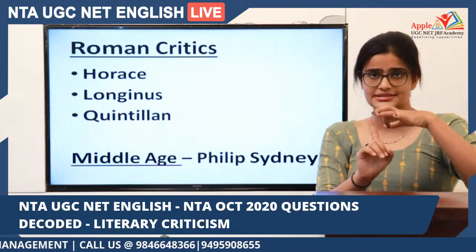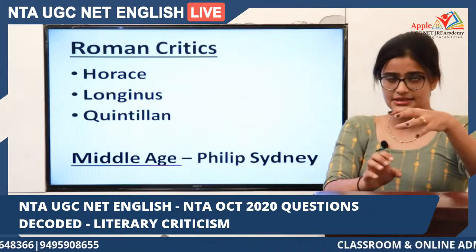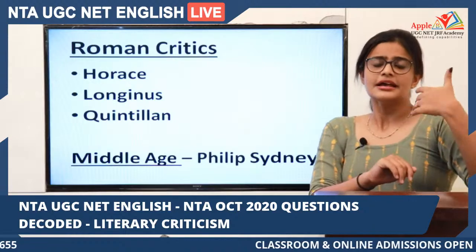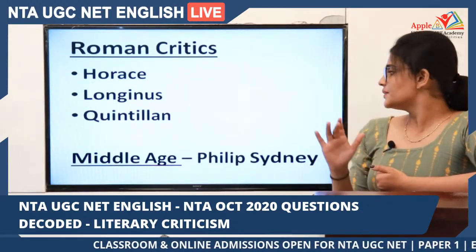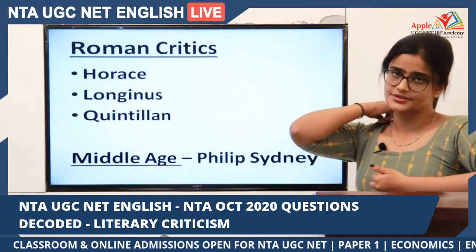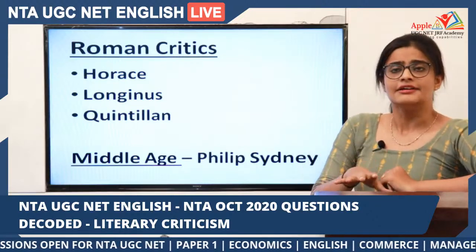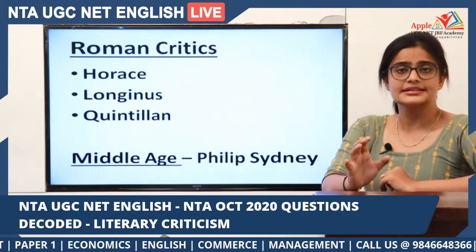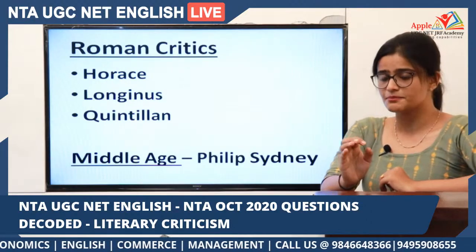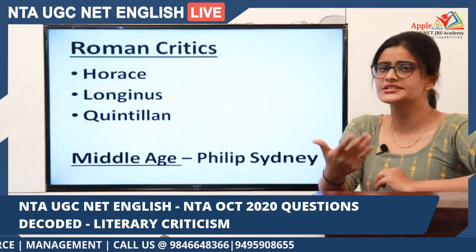Coming back to England, English literary criticism we can begin with Philip Sidney. Philip Sidney stands alone as a literary critic in the Middle Age. We have already discussed the work of Philip Sidney. Sidney's An Apology for Poetry is a must-learn work for NTA NET, because questions were repeatedly asked from Sidney's topic.